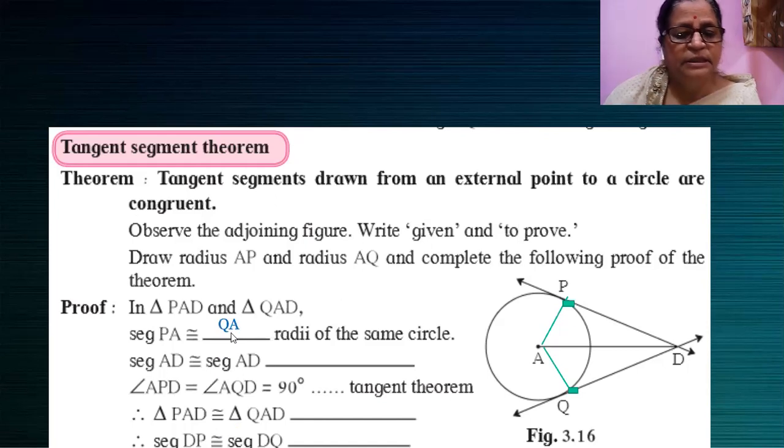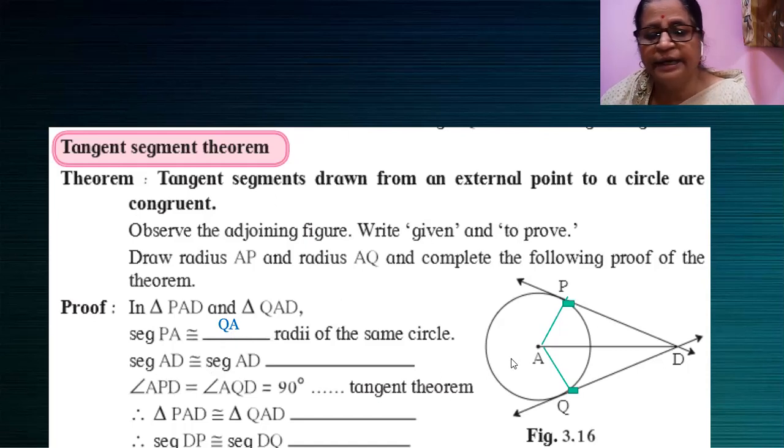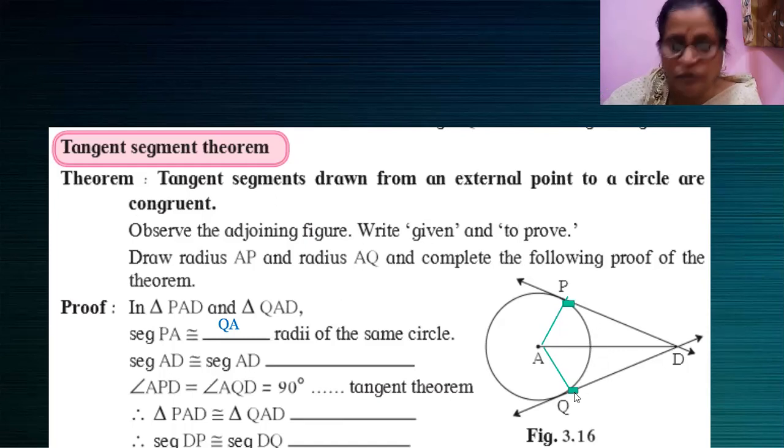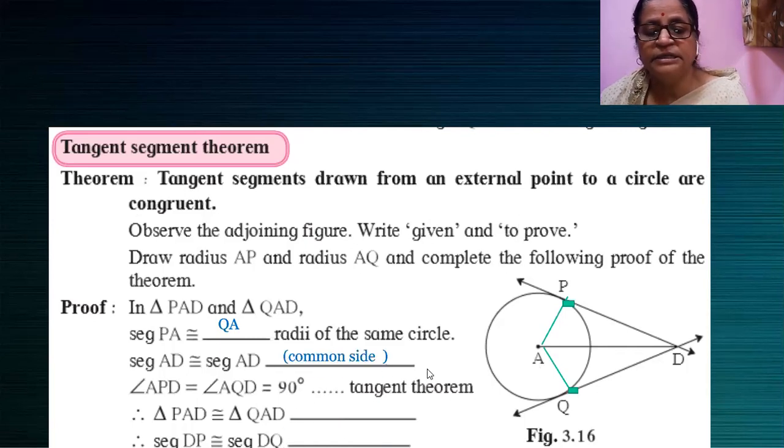Then next, here they have given segment AD congruent to segment AD. Why is AD congruent to AD? Because this line is common to both the triangles. So here we have to fill that it is a common side of the triangles. Then here it is given that angle APD is equal to angle AQD, equal to 90 degrees, by the tangent theorem.